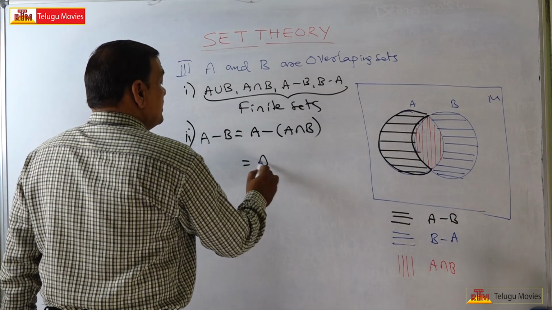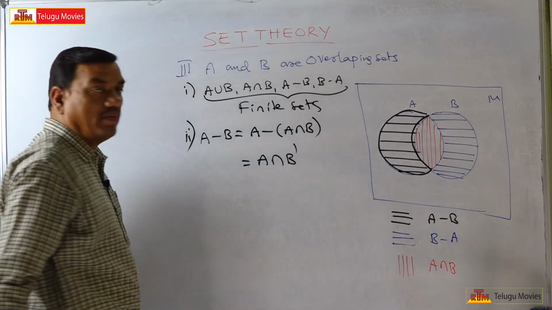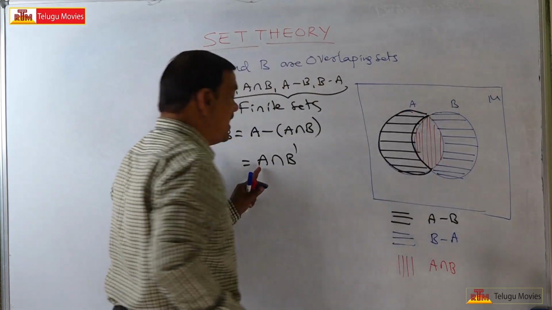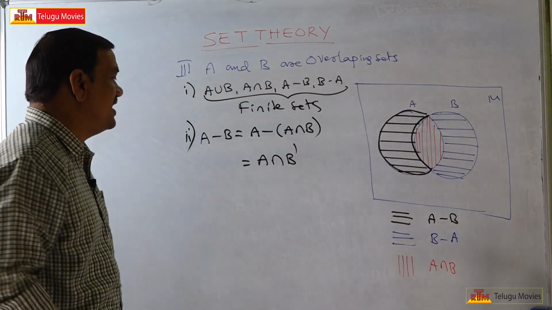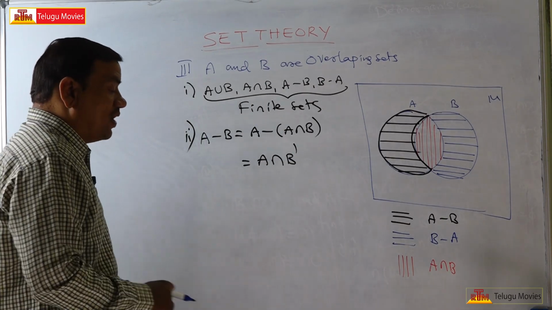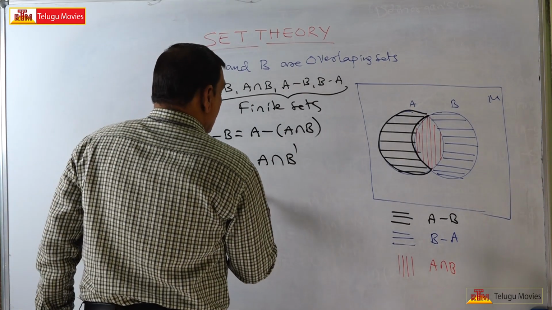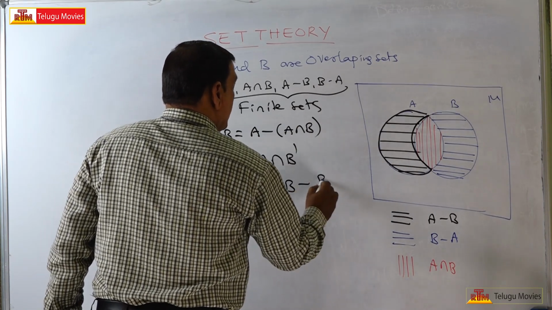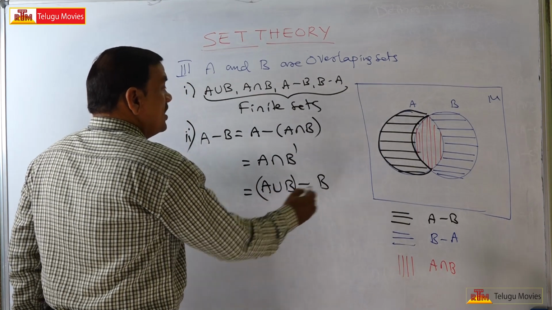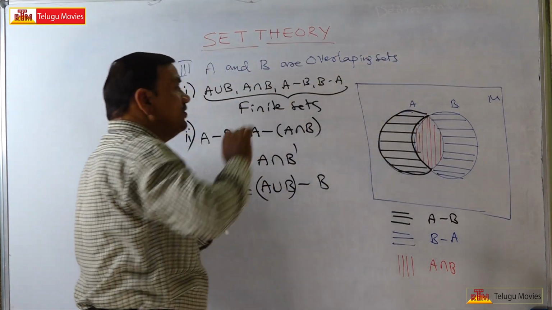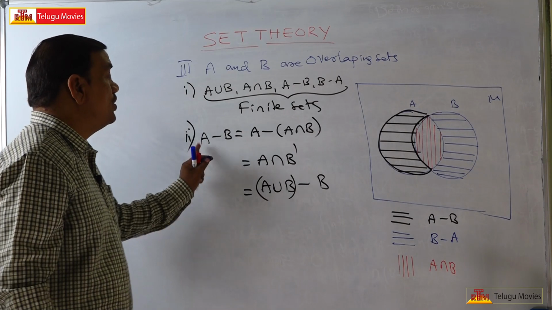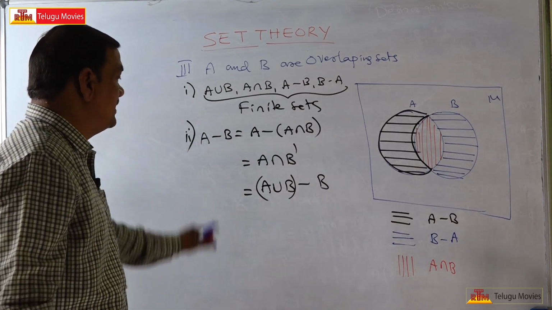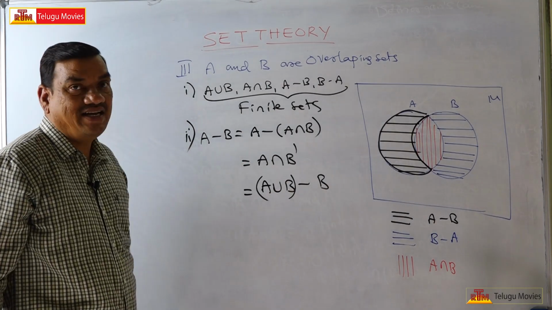And the second one is A intersection B complement. B complement means what? Outside of B. Outside of B and A, their intersection part is A minus B. And one more thing, you can write it as total A union B minus B. If you take B out, then also it is A minus B. Understand? So in these three ways you can write A minus B. A minus B is the same as A intersection B complement.